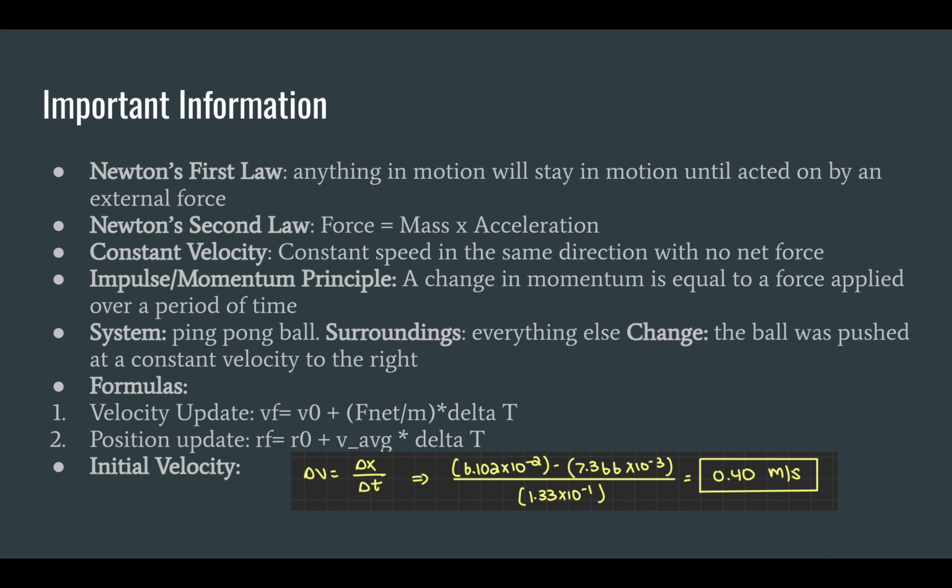And the second formula we have is our position update formula, which states that the final position is equal to the initial position plus average velocity times time.